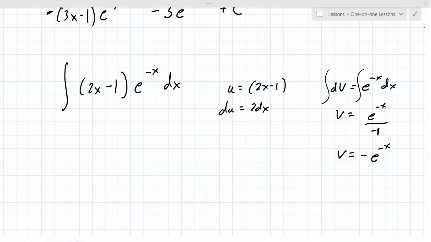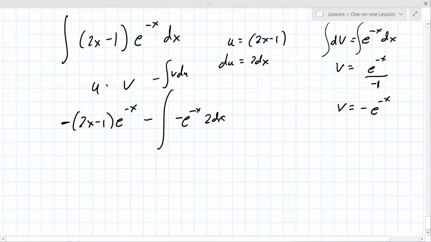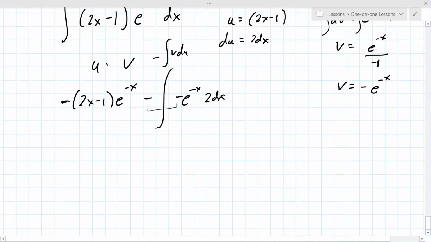And then you do 2x minus 1 times this, now, this negative. So I'm going to put the negative here, e to the minus x, minus the integral v du. So your v is minus e to the minus x, and your du is 2 dx. And so then these two negatives come together: 2 e to the minus x dx.